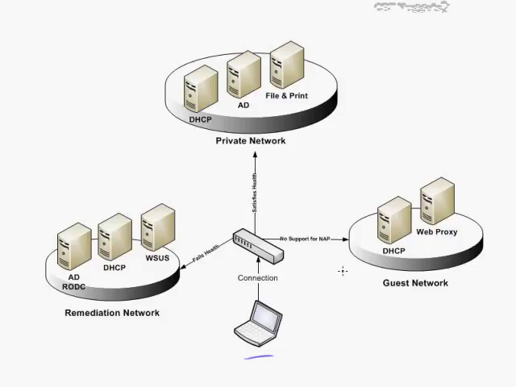But at the same time, we want you to be able to make some kind of connection so you can check your email and whatnot. So we have a DHCP server in another guest network over here, and it'll also have a web proxy, which would go out to the internet where you can check your email, browse the internet, or shop at Amazon.com or whatever else you want to do.